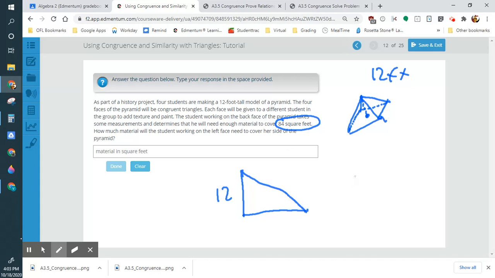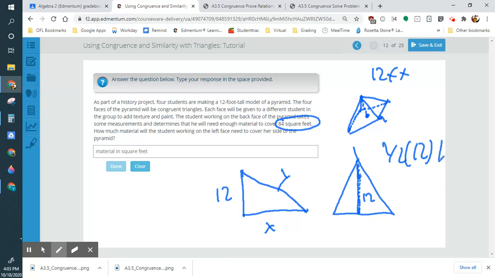So I'm assuming what they mean is they're not talking about the height of the actual pyramid. I'm assuming they're talking about the height of the face, which would be 12, because we need another side of information if we want to find the height. So I'm going to assume that the height of the face is 12. So we're going to do half of 12 times whatever our base is.